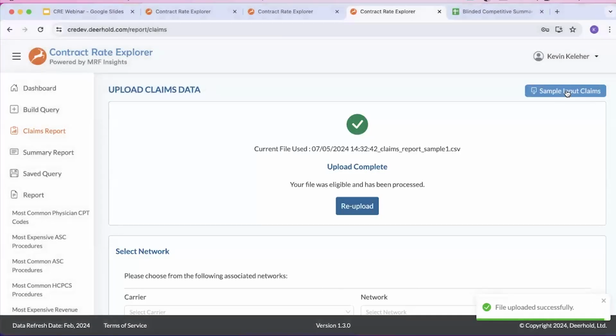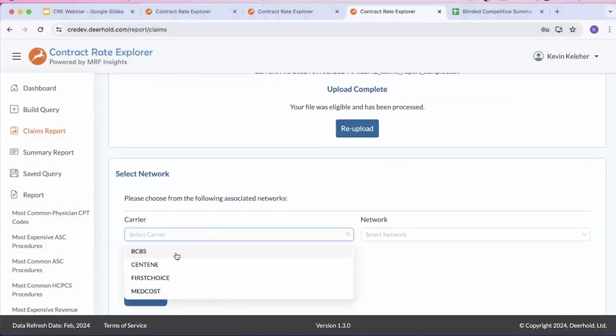We do give users what a sample file layout looks like, to make that process a bit easier. But you would upload that file to our system. And once that file has been uploaded, I would be able to choose the carriers and networks that I essentially want to reprice my claims against, right?